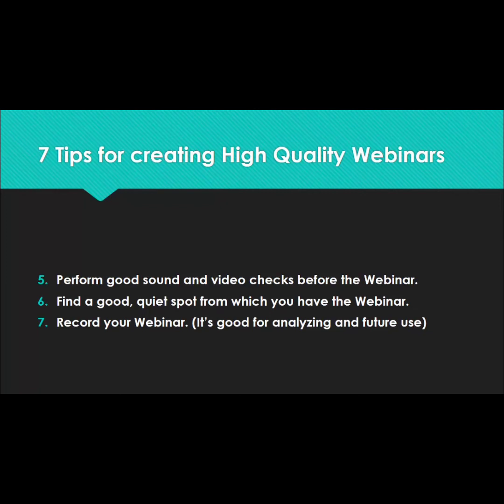The sixth tip would be to find a good quiet spot from which you hold the webinar. For example, a very good room where you can talk, where nobody will disturb you. That would be a very, very good idea. Somewhere where the sound doesn't have echo or things like that. But the most important thing is for other people not to interrupt you or disturb you, or someone to pass behind your back and their phone to start ringing. Things like that. So you need to find a good quiet spot.